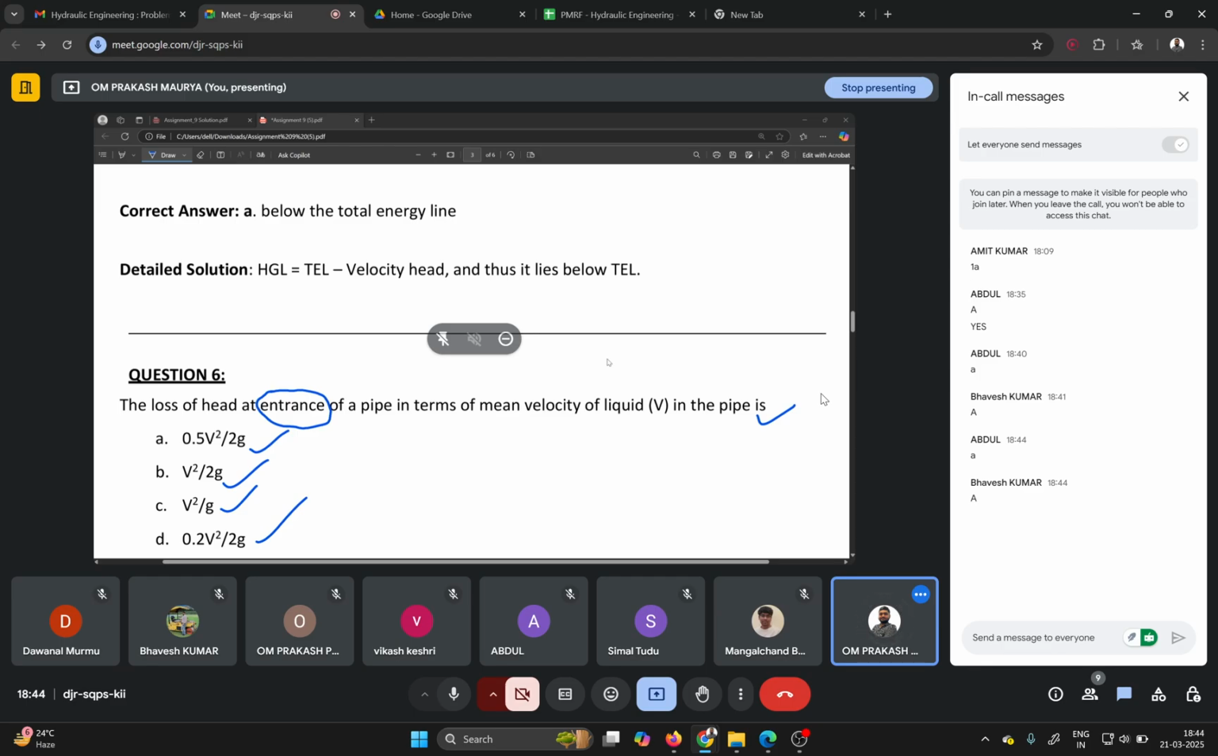Okay, so Bhavesh is telling A. For the previous question also Bhavesh was telling A. Okay, good. So Abdul and Bhavesh are telling option A is correct, for entrance. Other students, please also try to write your answer. For question 6, please everyone participate.